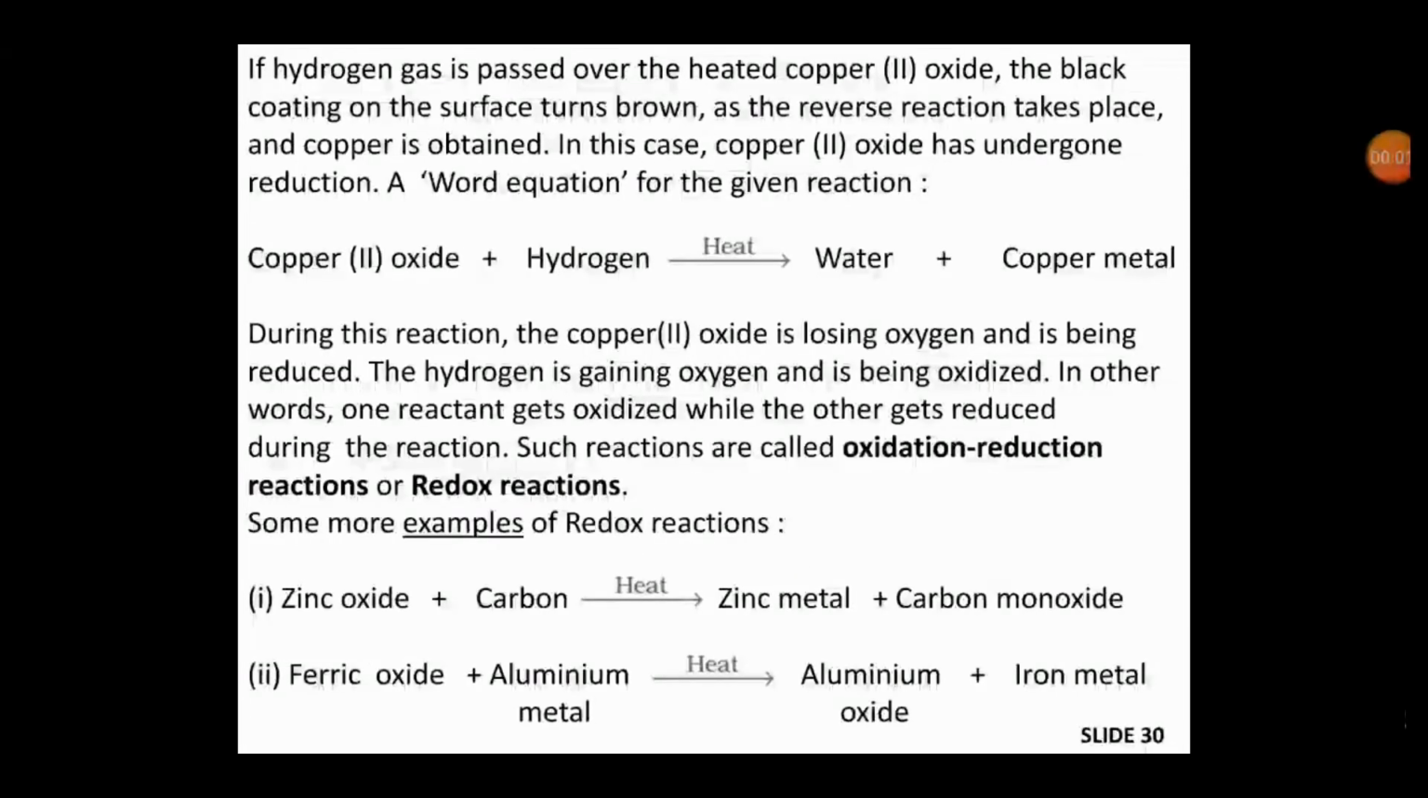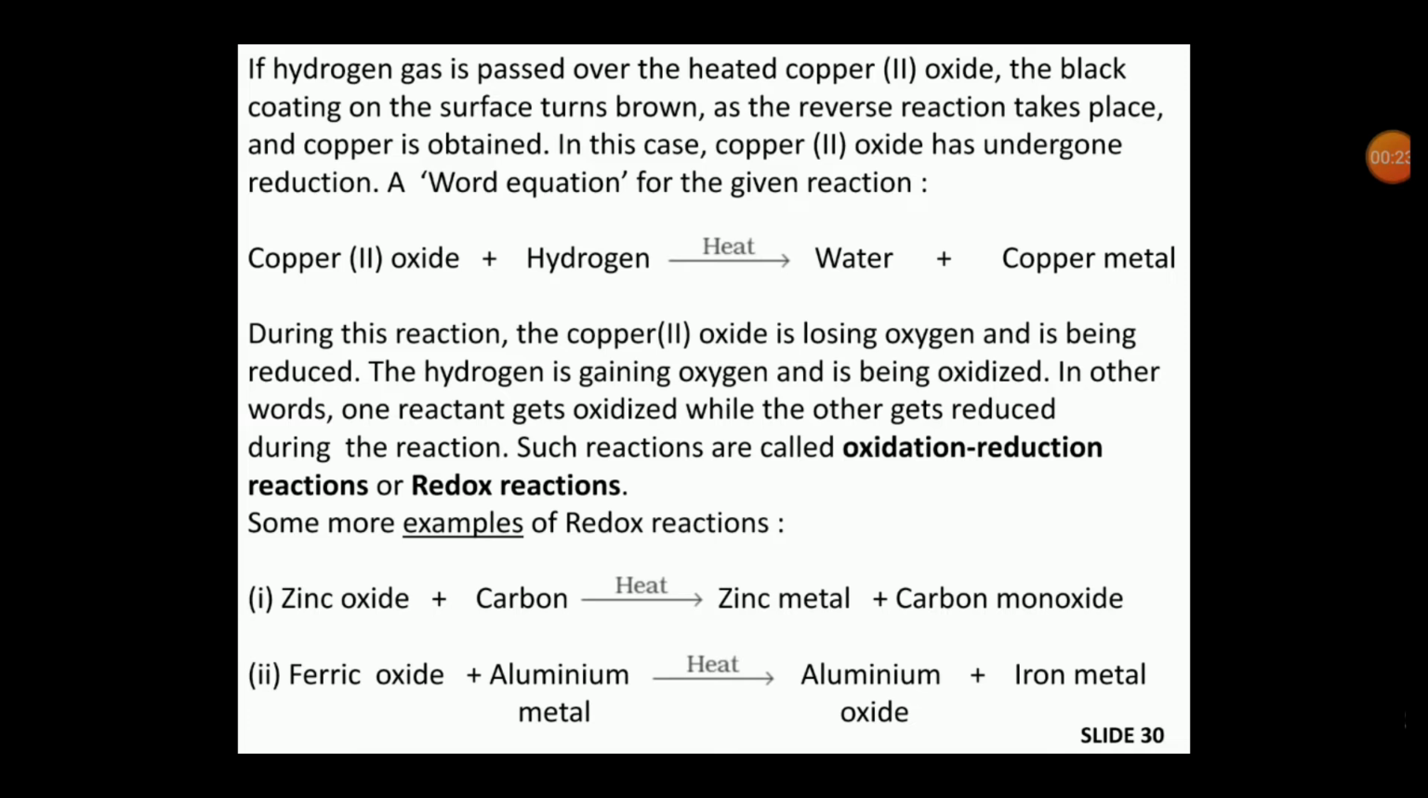If hydrogen gas is passed over heated copper II oxide, the black coating on the surface turns brown as the reverse reaction takes place and copper is obtained. In this case, copper II oxide has undergone reduction. The word equation for the reaction is given below. Copper II oxide plus hydrogen gives water plus copper metal.